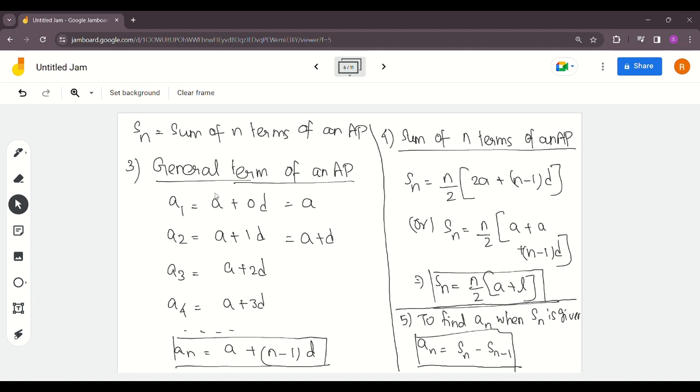a is there commonly. So a1 is a, a2 is a plus d, a3 is a plus 2d, a4 is a plus 3d, and therefore an, the general term of an AP, is a plus n minus 1 into d. So from this only it is being derived.